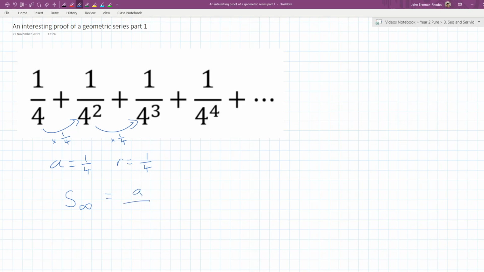The sum to infinity is always equal to a over 1 minus r. And if it converges, this is equal to this, which is equal to a third. So the answer to this is a third. But there is actually a really nice way of seeing why it is a third.